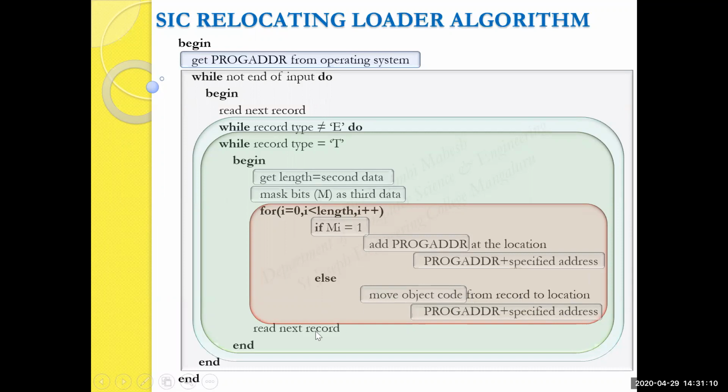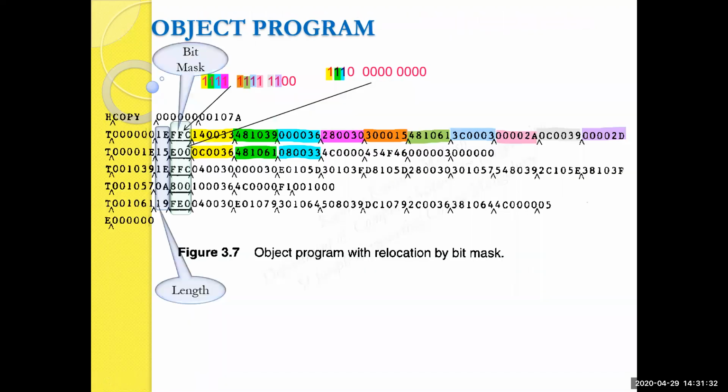So this is repeated for every object code in a particular text record. You may see that the for loop iterates for every object code in the text record. Once all object codes have been moved from a particular text record, the next record is fetched. As long as it is not E, if the record type is T, similar processing will continue. So we will now see how this object program is processed by the loader.